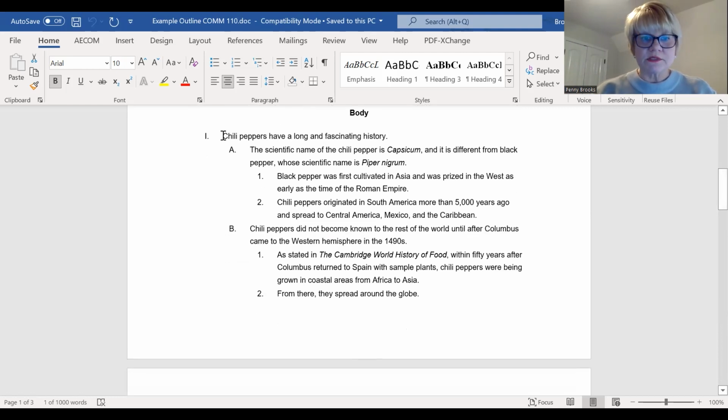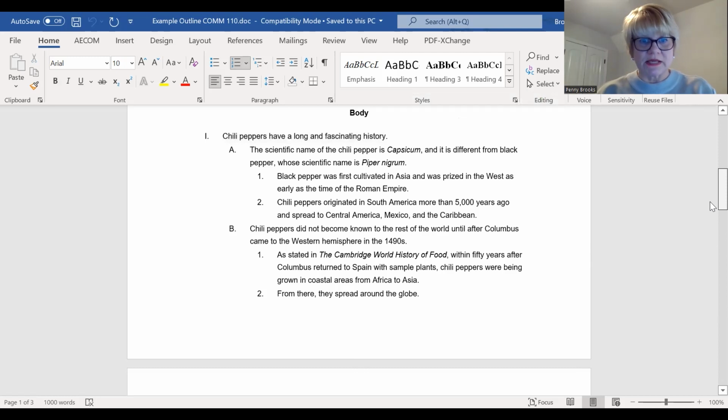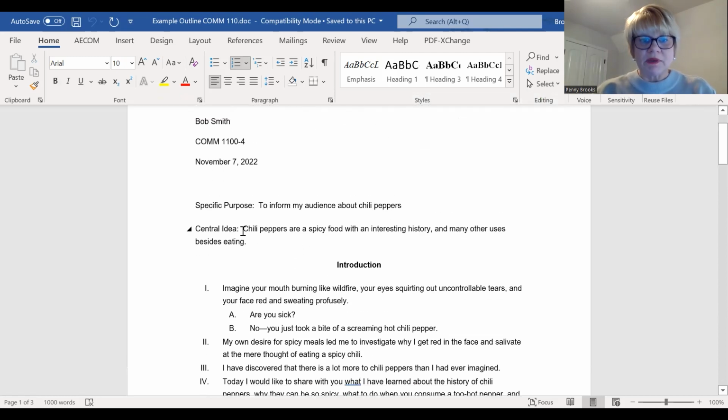The main points are all of the different sections of the body where you're going to be telling us what you're informing us about. So if you remember in the central idea, basically chili peppers are a spicy food with an interesting history and then many other uses. If he had broken out these many other uses, they would be all the different parts of the body.